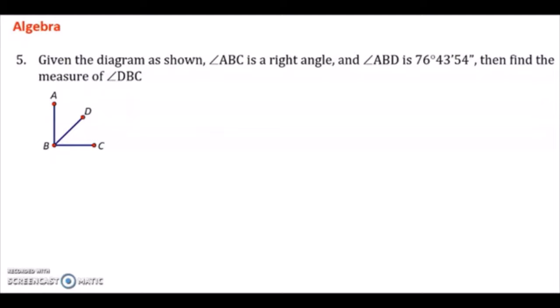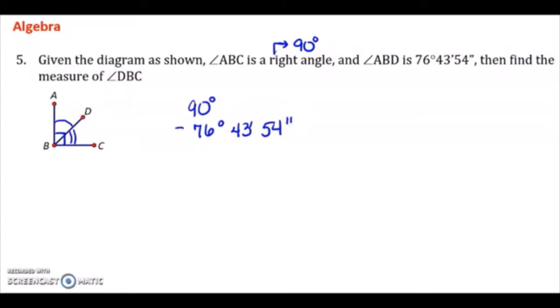In this algebra problem, we are given the diagram as shown, that angle ABC is a right angle. That means it's 90 degrees. We're also given angle ABD is 76 degrees, 43 minutes, 54 seconds, and we need to find the measure of DBC. So I'm going to take 90 degrees and then subtract from it 76 degrees, 43 minutes, 54 seconds.